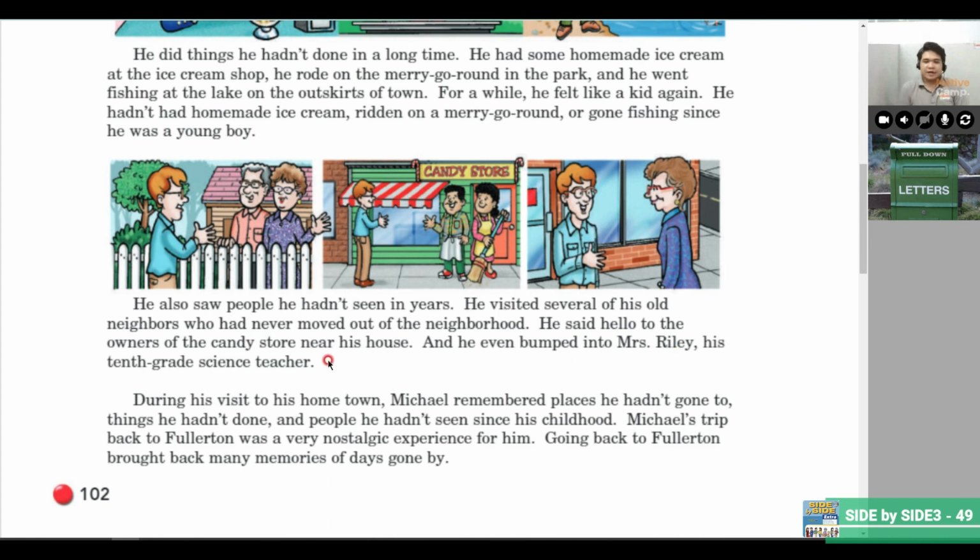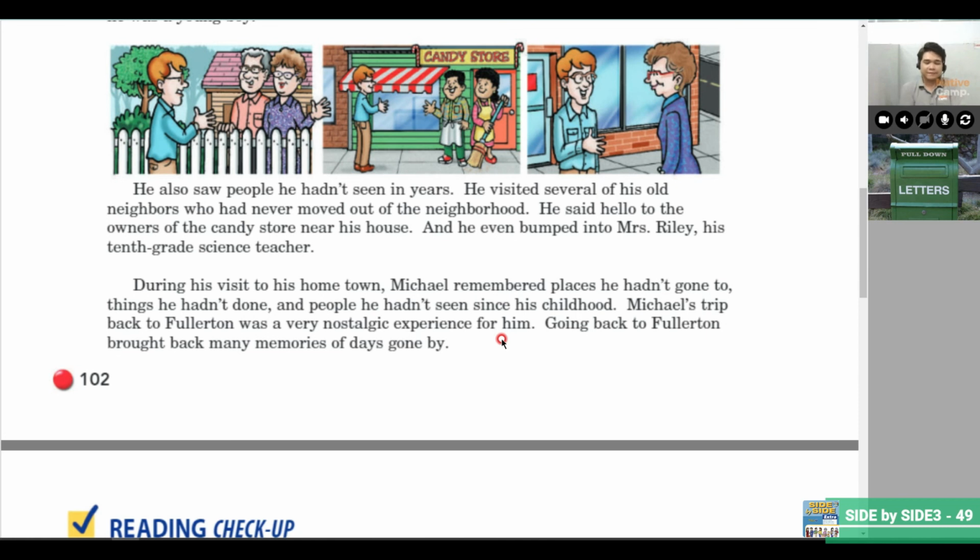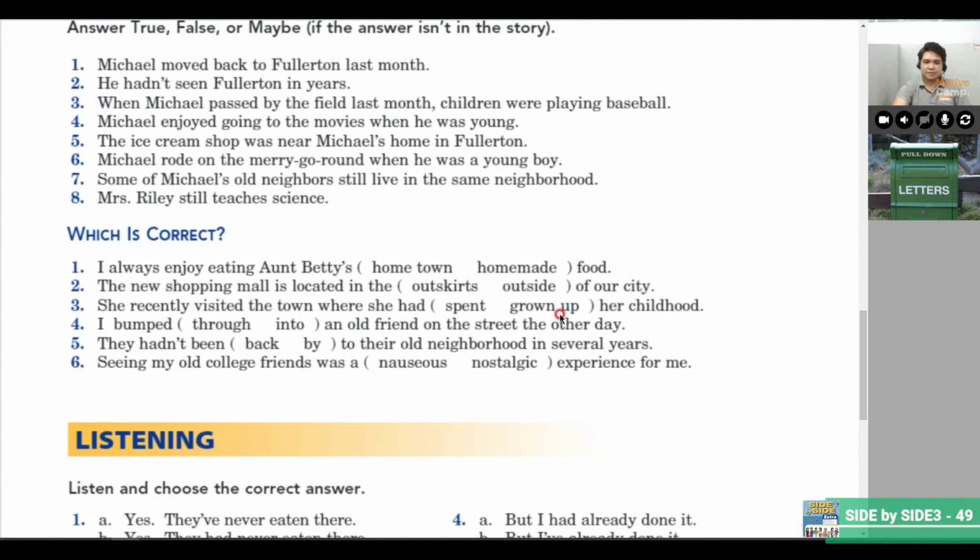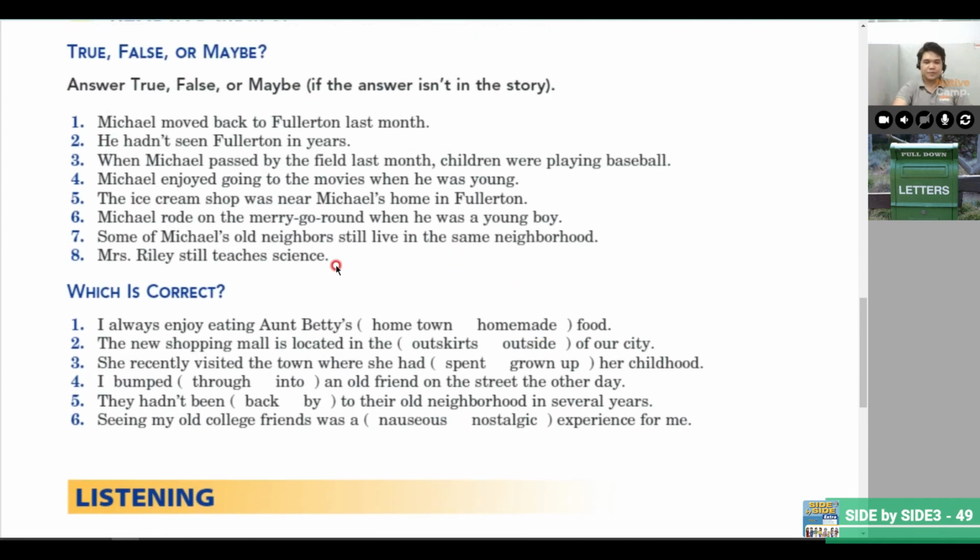Okay. And why was Michael's visit to Fullerton very special to him? Last paragraph. Because going back to Fullerton brought back many memories of days gone by. Yes, that's it. Okay, do you have any questions about this story? Not so far.